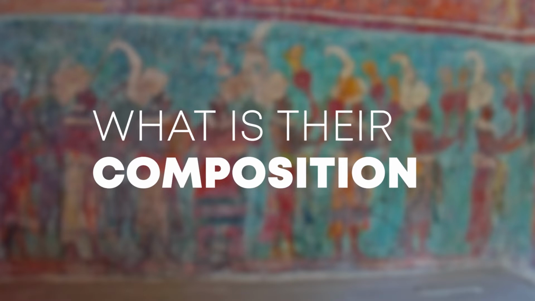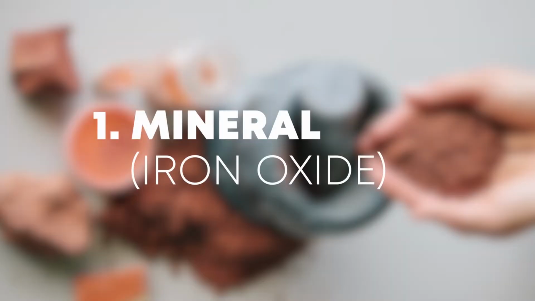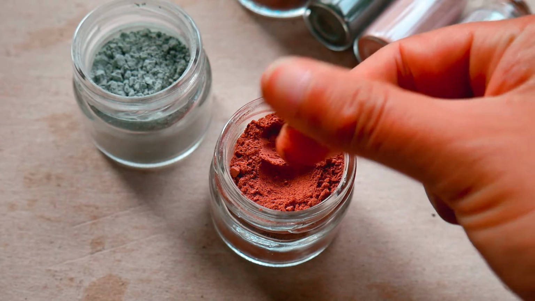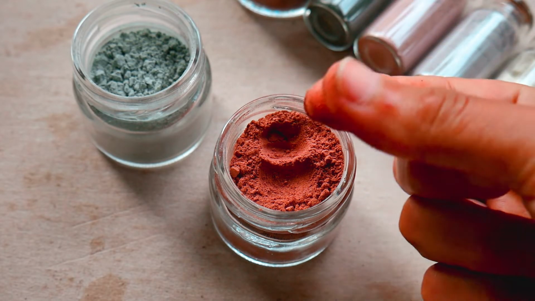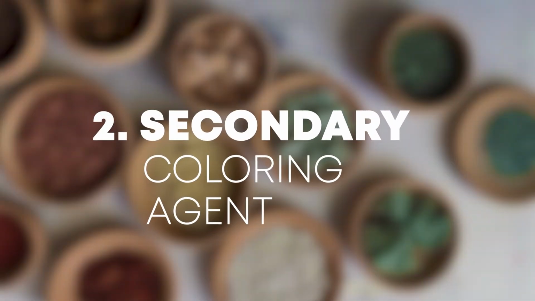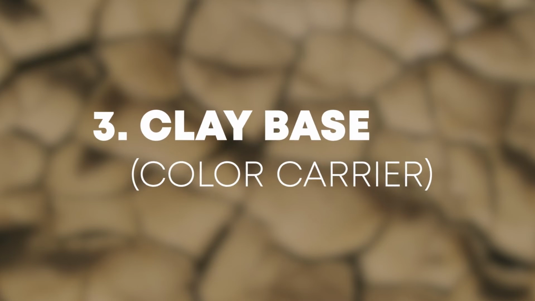Let's talk about their composition. Earth pigments typically consist of three components. Number 1, mineral, iron oxide, which is the principal color-producing component. Number 2, a secondary coloring agent. And number 3, a clay base or carrier of the color.